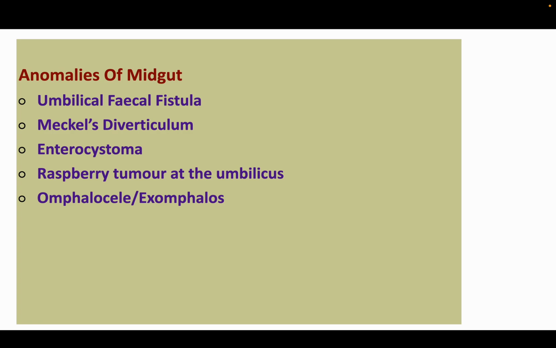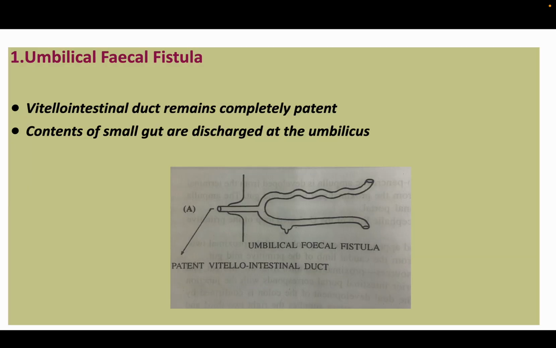So we have discussed the omphalocele in our anterior abdominal class. Now we will discuss the rest of the anomalies. Now, what is umbilical fecal fistula? As we know, this is the midgut loop, this is the vitellointestinal duct. If the whole of the vitellointestinal duct remains patent, the contents of the small gut are discharged at the umbilicus. We call it umbilical fecal fistula.